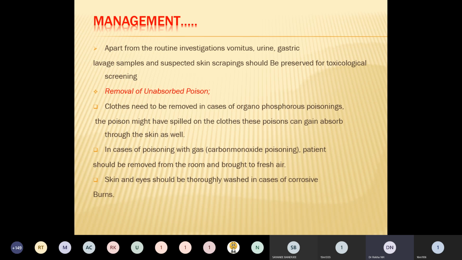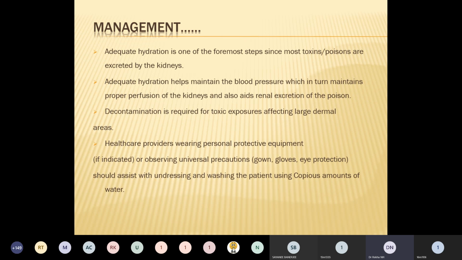In cases of inhalation, that is carbon monoxide poisoning, the patient should be removed from the affected area, that is from the room, and brought to fresh air, and the skin and eyes should be thoroughly washed in case of corrosives or burns. Adequate hydration is very important. It is the foremost step since most of the toxins or poisons are excreted by the kidneys. Adequate hydration helps maintain blood pressure, which in turn maintains perfusion of the kidneys, and also helps in renal excretion of the poison, especially in drug overdoses like barbiturates and benzodiazepines.